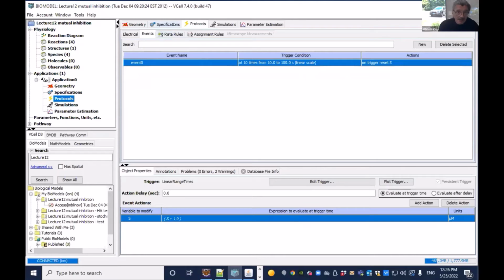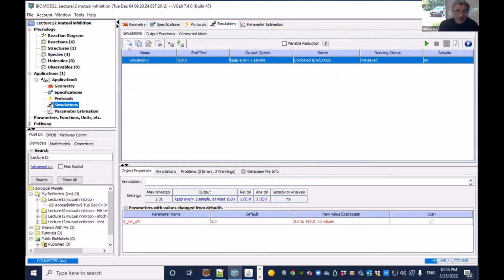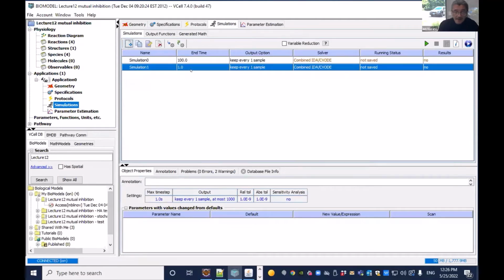And now we can see what happens. And we can do a simple simulation that will go for 200 seconds.